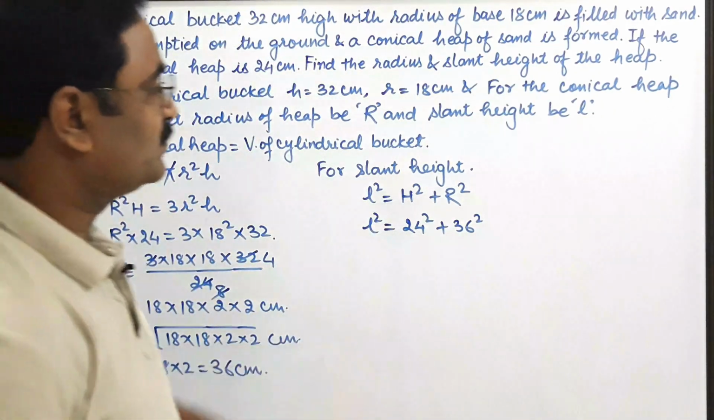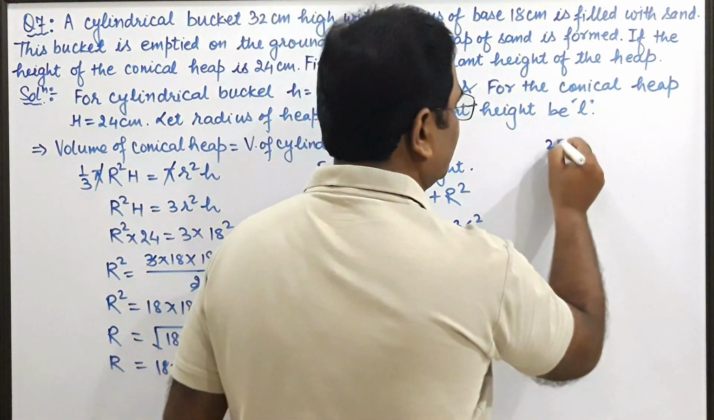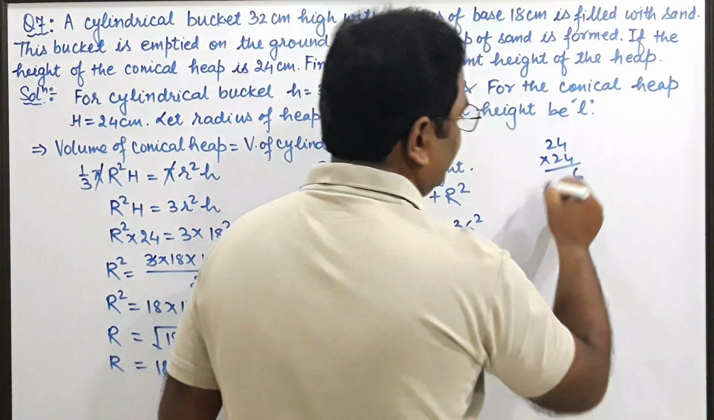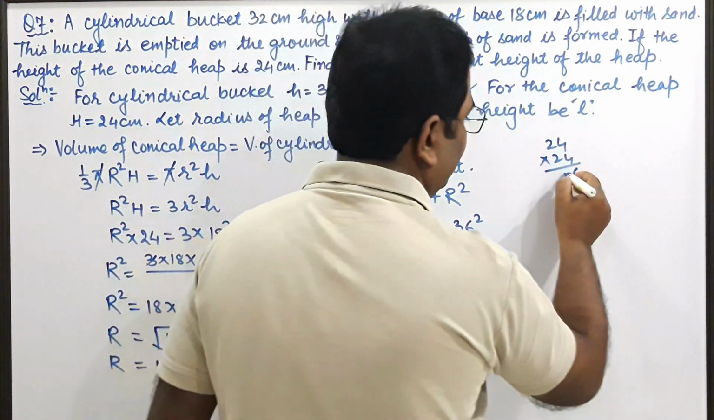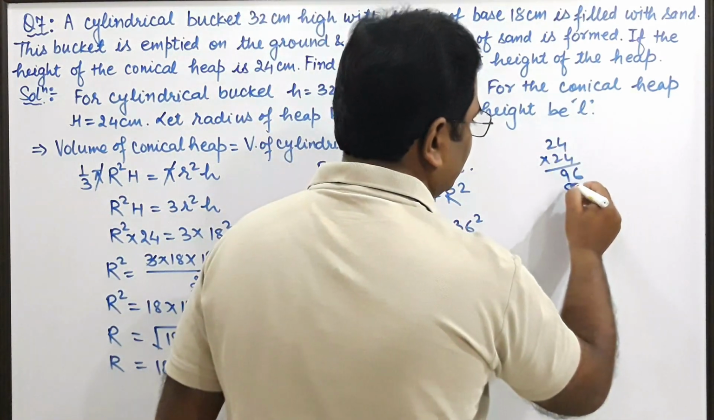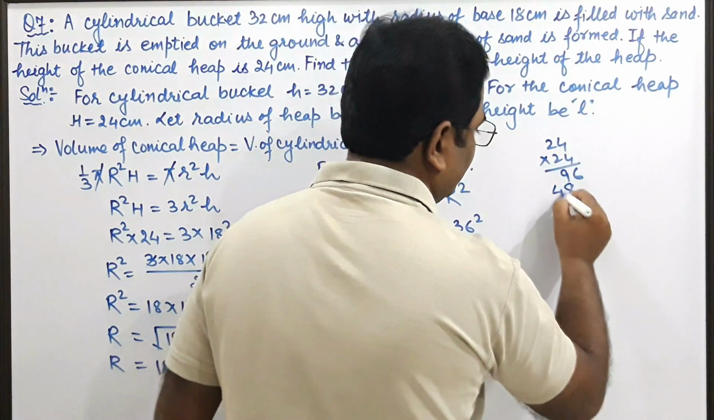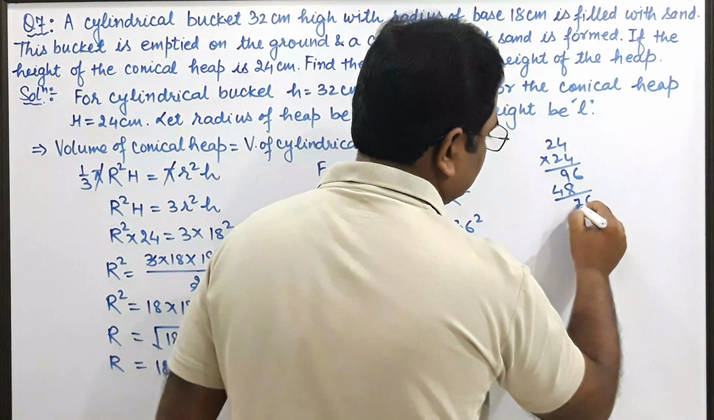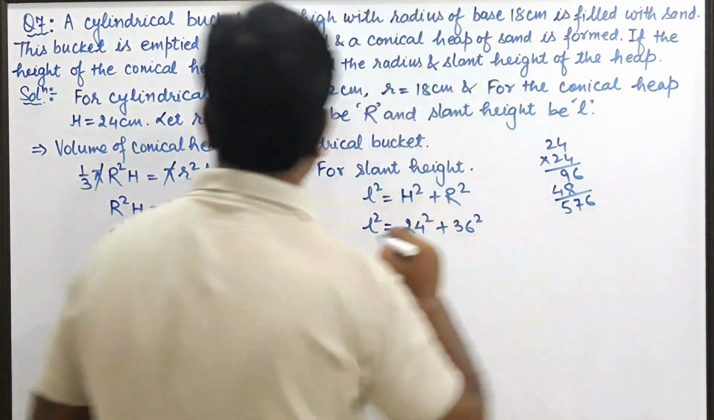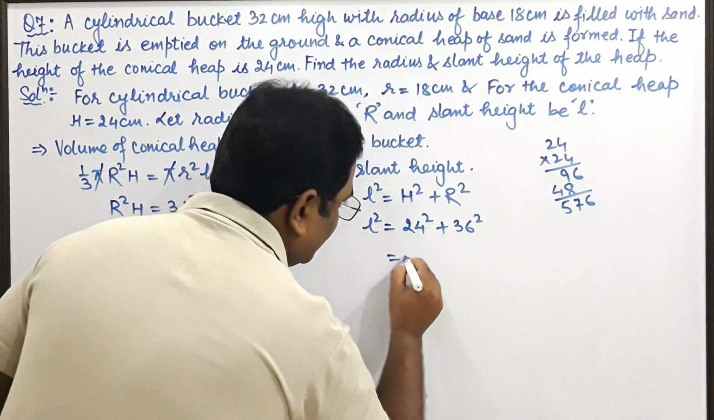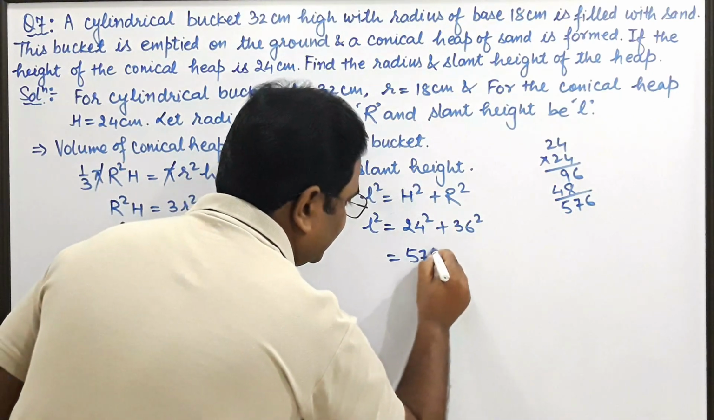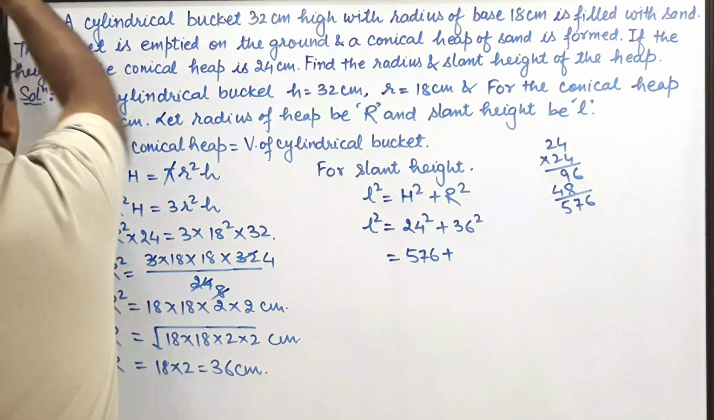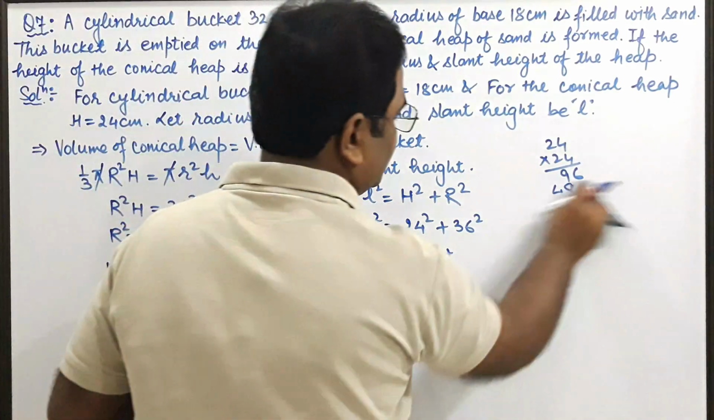Now find the square of this. 24 square means 24 multiplied by 24. 4 4s are 16, 4 2s are 8, 1 9, 2 4s are 8 and 2 2s are 4. So we got 576 is the square of 24. Let's find the square of 36 also.